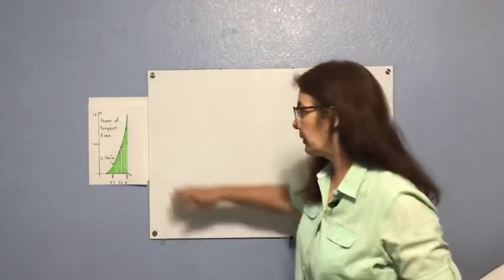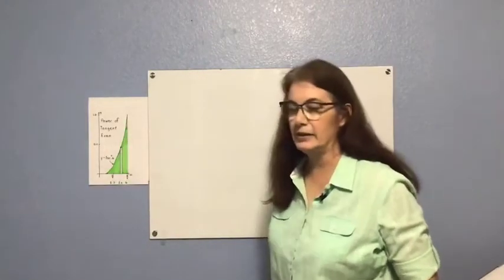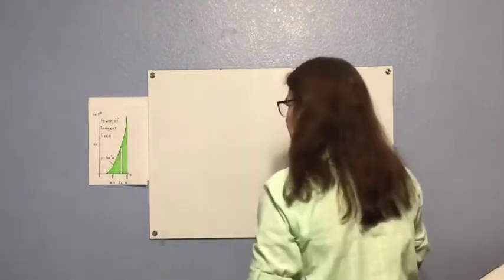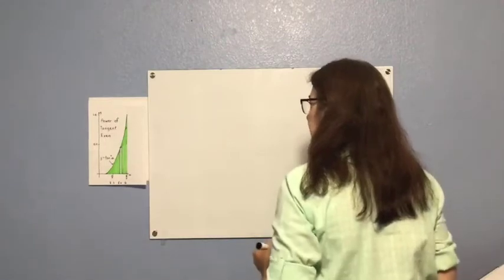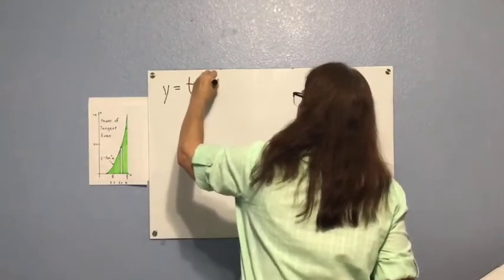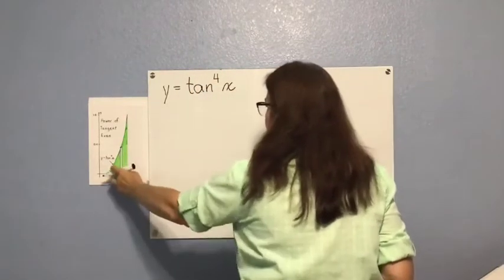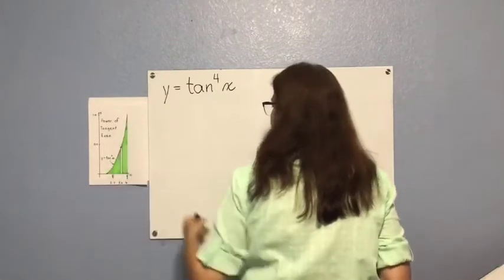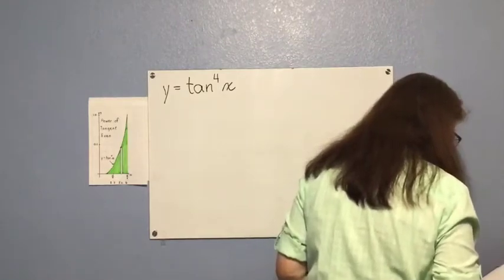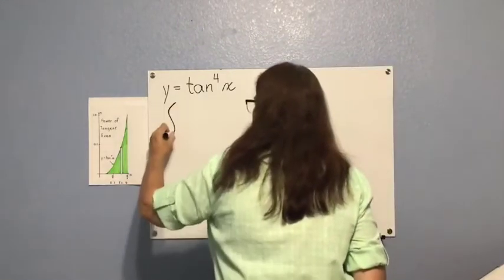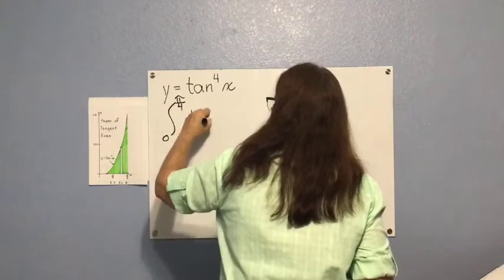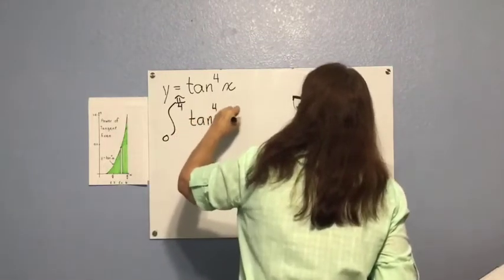In our next example, we're going to look at what we can do if the power of the tangent is even. So we're going to look at the equation of this curve here. We want to find the area under that curve between 0 and pi over 4. We're going to integrate from 0 to pi over 4 tangent to the 4th power of x dx.